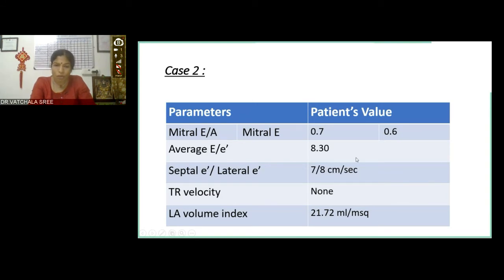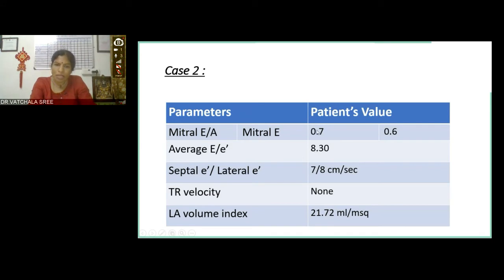If you go along the criteria of these four, at least 3 of 4 should be positive for a diastolic dysfunction. She's only meeting one criterion, which is the septal E dash and the lateral E dash being abnormal. The remaining 3 criteria are normal. So because her LVEF is normal, this lady does not have diastolic dysfunction.